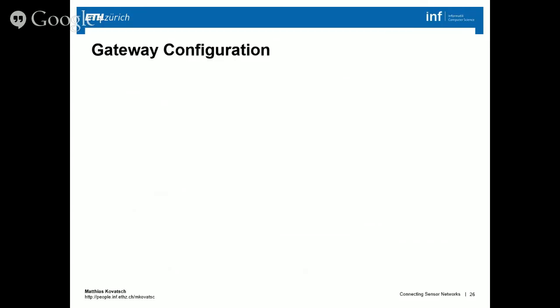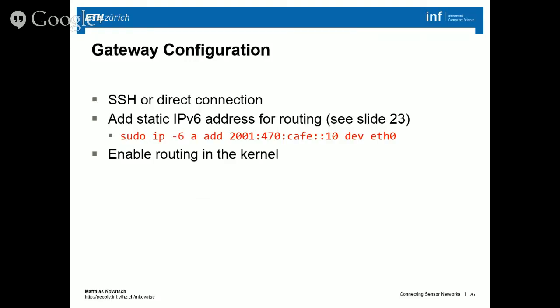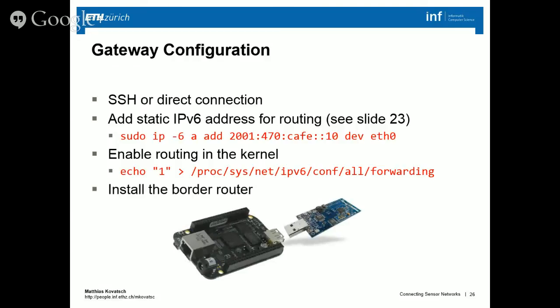So what do you need to configure on this piece, so either the Raspberry or this PC? So connect to it via SSH, or you're sitting directly in front of it, and you need to add this static IPv6 address I was showing in the slides before in the web interface. So this cafe::10 address, we give it to the gateway. And then you need to make sure to enable routing in the kernel. That's sometimes disabled and can cause a lot of headache. You can use this. Probably the sudo is missing here. On the small BeagleBone, for instance, you are root anyway. I'll fix this. So sudo echo 1 to this proc file system entry, and then routing will be enabled. And then the last step that is missing, to install the border router. That basically means to connect the small sensor node to your gateway to bridge into the different radio technology.